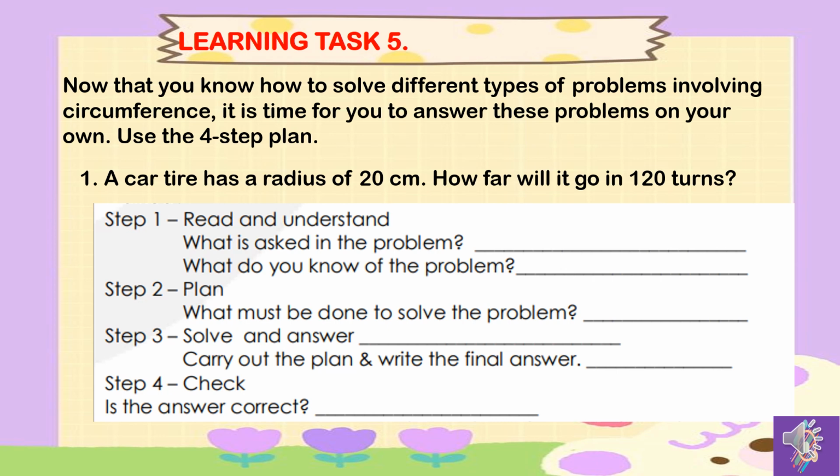So you have the 4-step plan. We have step 1, read and understand what is asked in the given problem. What do you know of the problem? And then we have step 2, plan. What must be done to solve the problem? And step 3, solve and answer. And for step 4, you have to check your answer.